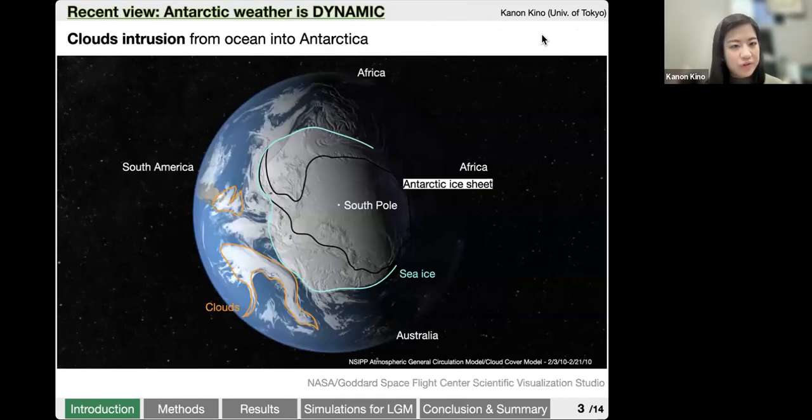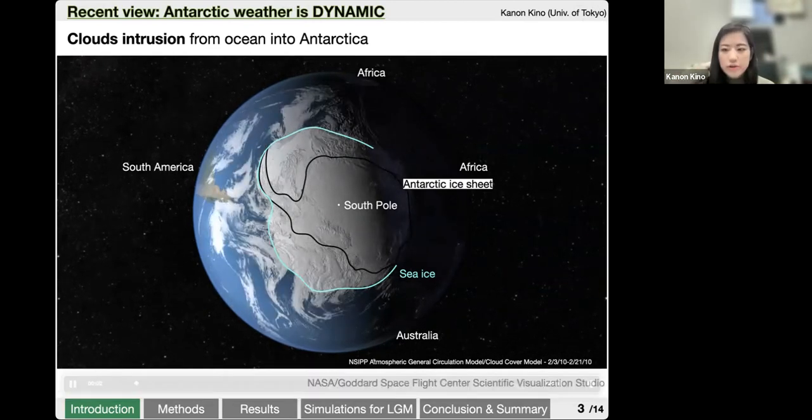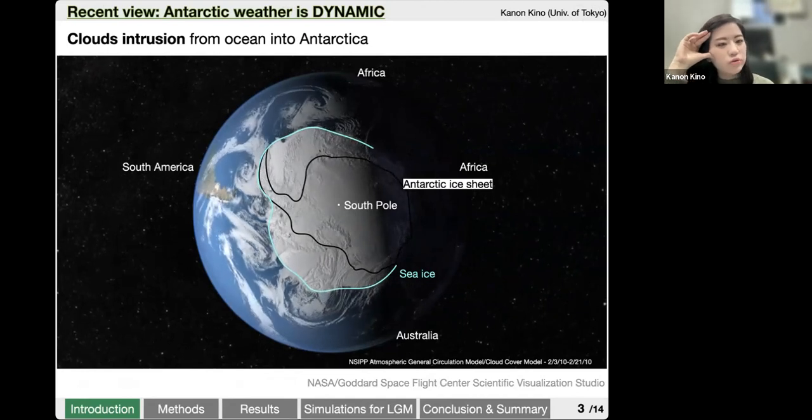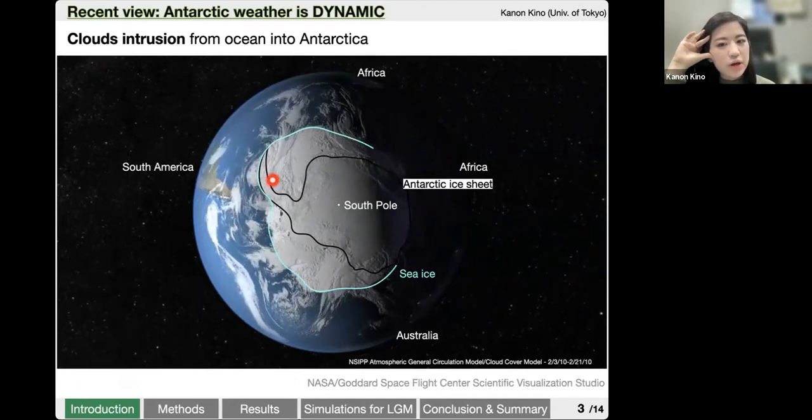However, the Antarctic weather is dynamic, not always calm, even in inland. So in this figure, the black line is the Antarctic ice sheet. Sorry for the very rough drawing here. And the blue line is the sea ice, and the orange lines are the clouds. So here I'd like to start the animation. Here you can see that the clouds flow from the west to east, and sometimes intrude into Antarctica.